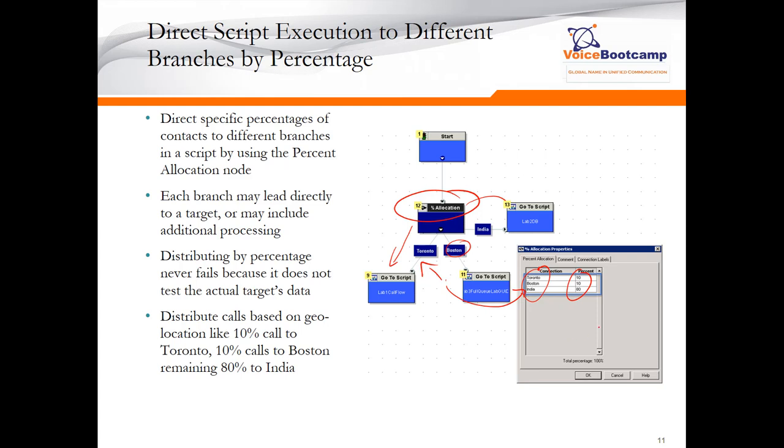But one thing you got to keep in mind that the total band percentage calculation should be equal to 100, because otherwise it will not be able to calculate properly. So the distribution by percentage never fails because it does not test the actual target data though.